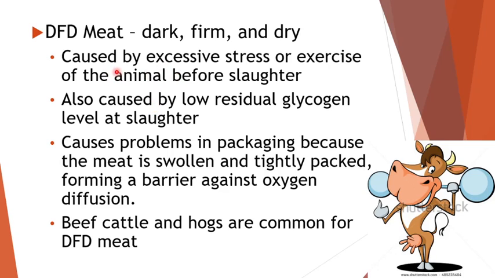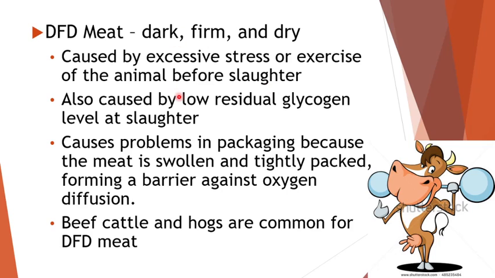The second type of meat is what we call the DFD meat: dark, firm, and dry. This is caused by excessive stress or exercise of the animal before slaughter. For example, you have to transfer the cow from Capiz to Iloilo, and then you kill it here in Iloilo. Of course, the cow was stressed along the way during the travel, and when it reached Iloilo, before it could rest, you killed it. Stressed, the cow just exercised. Hence the meat that is produced is DFD, or dark, firm, and dry.